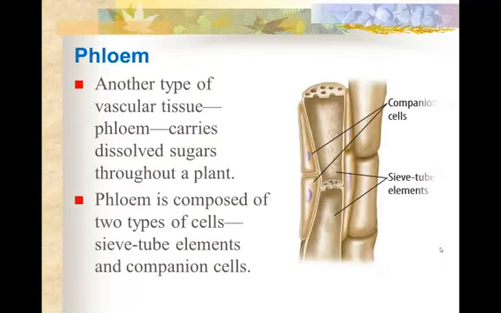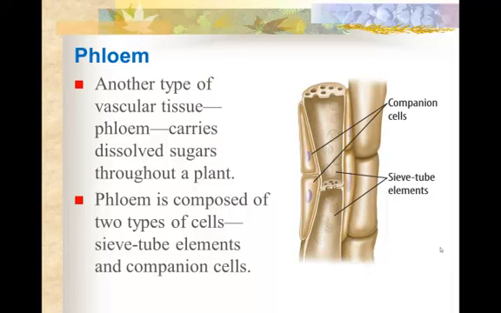Now, phloem is another kind of vascular tissue. Remember, it's carrying the water with the dissolved sugars down, and it's composed of two types of cells as well: sieve tube elements and companion cells. If you look at the sieve tube element, remember a sieve is like a colander. It's going to have holes in it, and it's what will allow certain things through as long as they can fit through those holes. And if you look at that cell, it has no nucleus whatsoever.